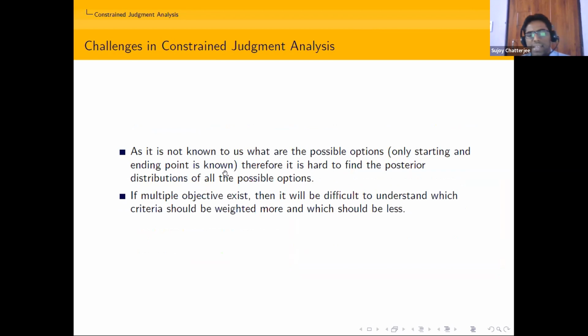As it is not known to us which are the possible options, a defined option set like yes, no, skip, unsure is not available. Only some starting coordinate or ending coordinate is given. Therefore it is very hard to find the posterior distribution of all these possible options. And if multiple objectives exist, it is very difficult to understand which criteria should be weighted and which should not. Based on that, we have prepared some solutions.